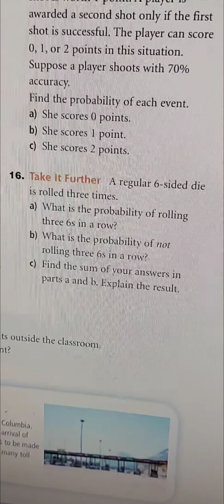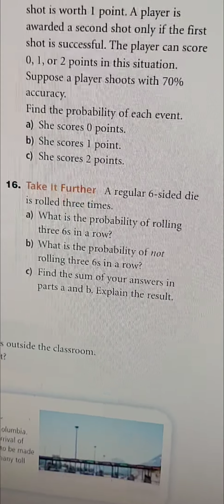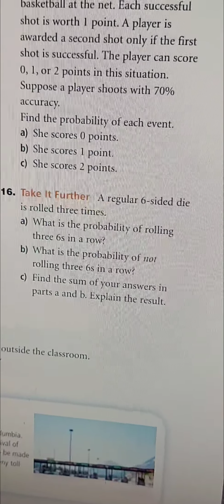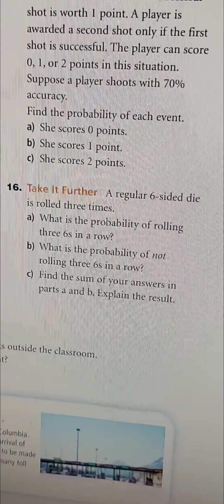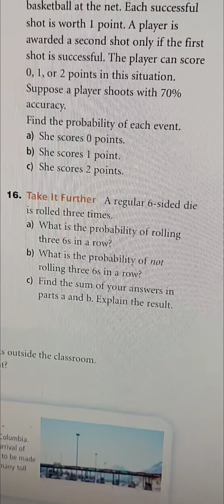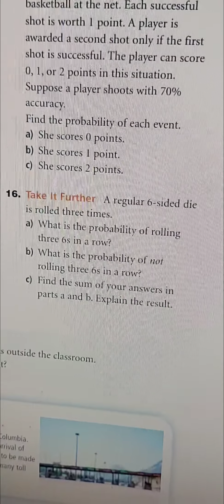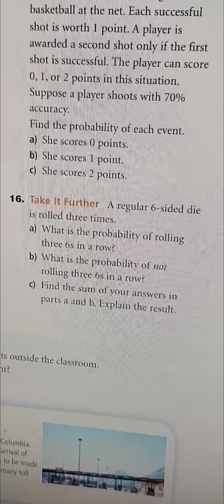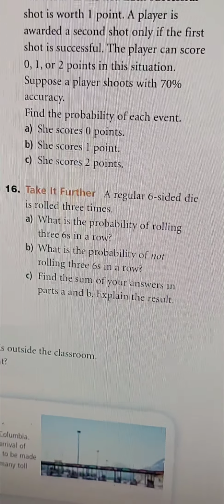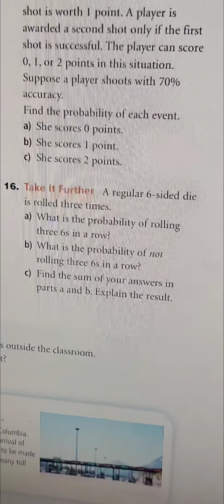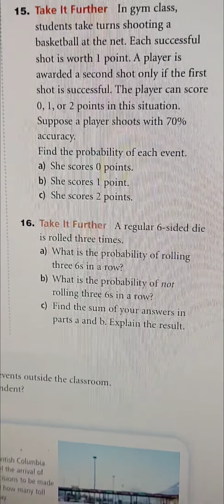So now part B, what's the probability of not rolling 3 sixes in a row? Let's think about what it means. It means that we can roll 6 one time or 2 times, right? We still can roll 6 one time out of 3 or 2 times out of 3, but not 3 times out of 3, right? So there's another option where we don't roll 6 at all.